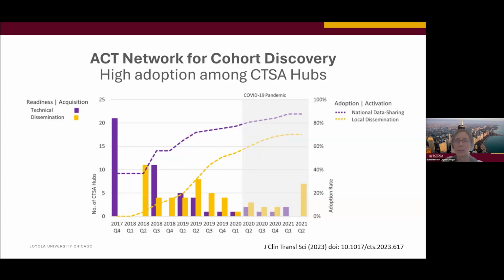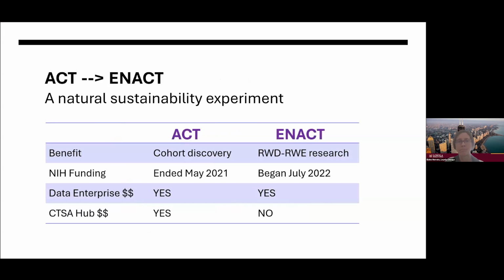And by the end, what we got was very high adoption among sites. You can look here on the right that over 80% of the CTSAs were either technically on or in process of becoming on the network. And that represented maybe 3/4 of the CTSAs had disseminated. But what we learned is that things had evolved from the beginning of when this was funded to the end. And that is the cohort discovery was not a meaningful value proposition as it had been a few years earlier. People really wanted to use these networks for research purposes. And so it took a couple of years to get refunded for a research purpose. And that therefore is a natural sustainability experiment.